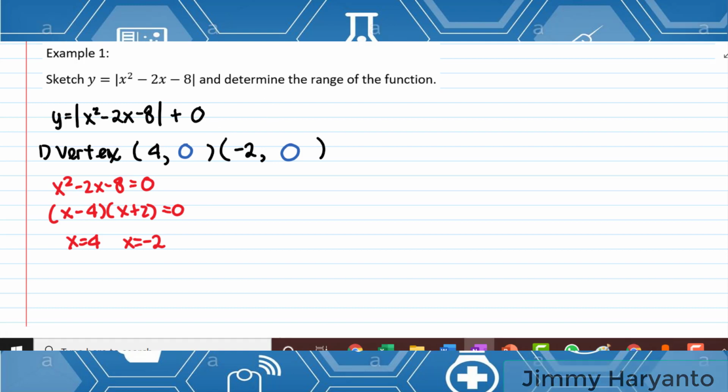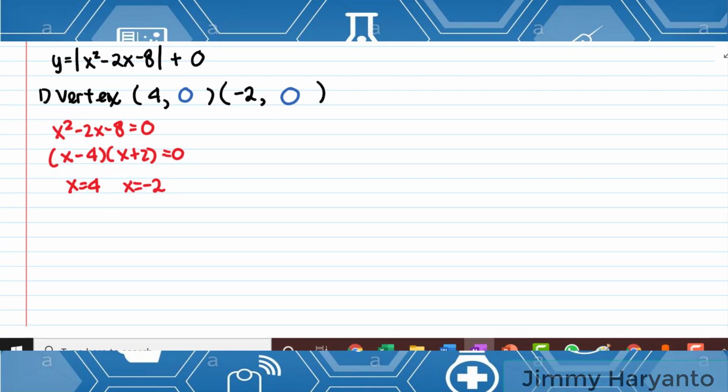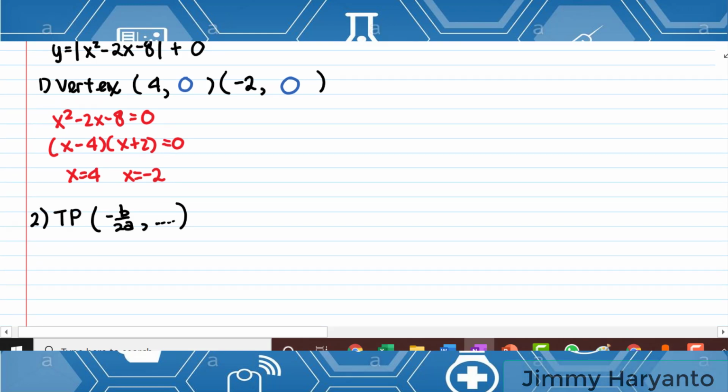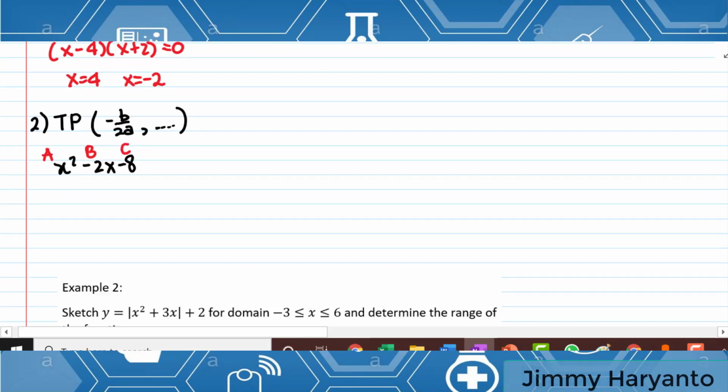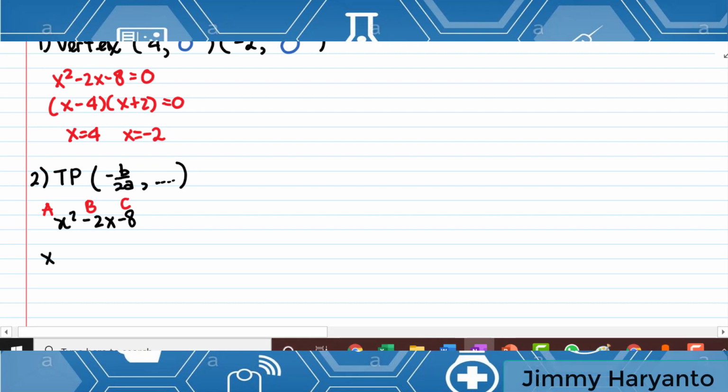And then the second step, we have to find the turning point. The vertex and the turning point are different. Later I will tell you the difference between the vertex and the turning point. For the turning point, the formula is negative b over 2a for the x, and then for the y you have to substitute the value of x. In x squared minus 2x minus 8, we can tell that a is 1, b equals negative 2, and c equals negative 8. We only have to find the x, so x will be negative b, negative 2, over 2a, 2 times a, which is 1.